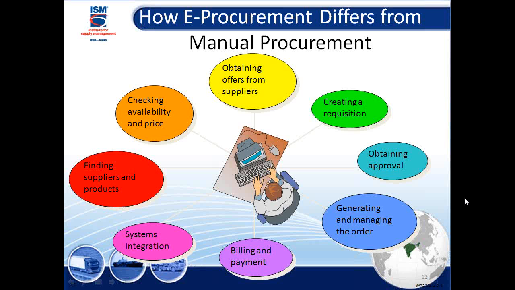So in E-procurement, as you can see around, I'm obtaining the offers from suppliers, starting from creating a requisition. Everything is done centrally. The steps are there, but those steps have been E-enabled. I'm using the automation part of it, so that's how it is helping me out.